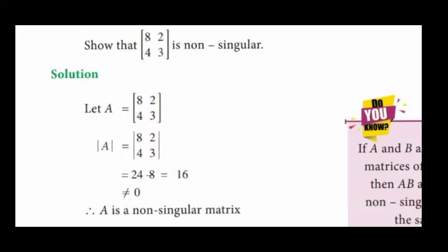In order to find the inverse of the matrix, first we have to decide whether it is a singular matrix or non-singular matrix. If it is a singular matrix, there is no inverse exist. That is, if the determinant is equal to 0. If it is non-singular, that is, it is not equal to 0, in such a case we find the inverse by finding the adjoint of the matrix and applying the formula: 1 by determinant of A into adjoint of A.